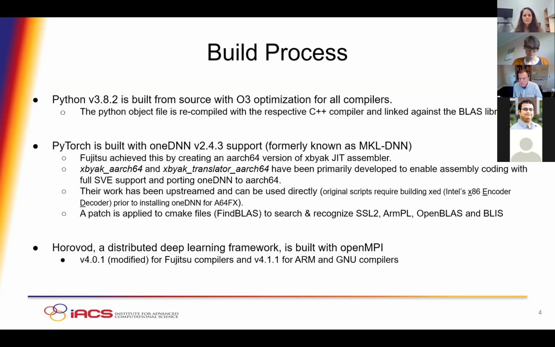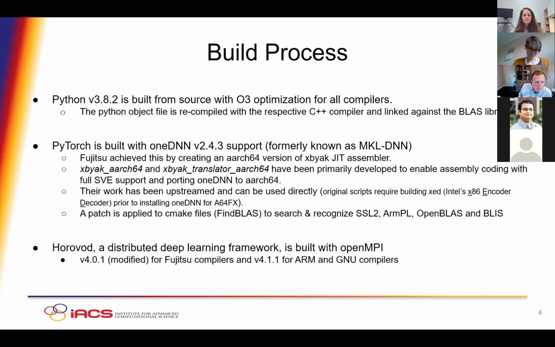Fujitsu was able to achieve this by creating a JIT assembler, and they use this software called Xbyak_aarch64. It's pronounced with a K, and they developed it for ARM processors, and that helps them enable assembly coding to port oneDNN. Now this work has been upstreamed to oneDNN, which makes it relatively simple to use with the new versions of oneDNN. That's why 2.4.3 is one of the latest ones that PyTorch can build. There is 2.5, which is released, but it does not have the entire compatibility, so I have not used that.